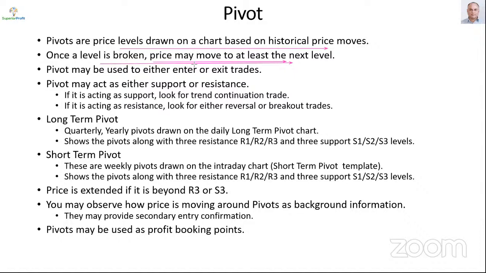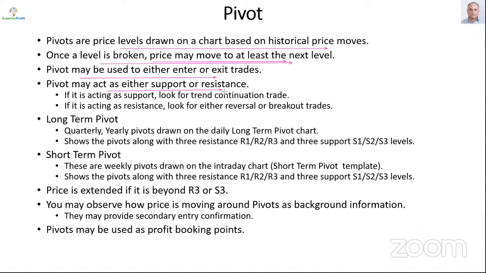Again, the Q trade setups have unambiguous checklists. We use those checklists, and pivots may provide additional insight and additional confidence. We look at some examples. Pivots may be used to either enter or exit the trade. They may act as either support or resistance.